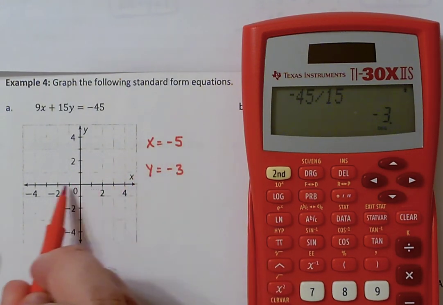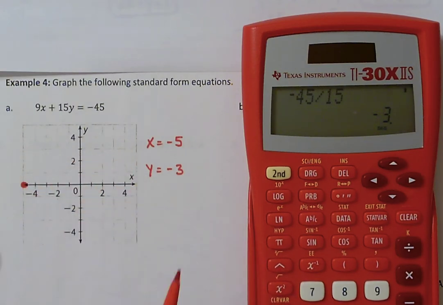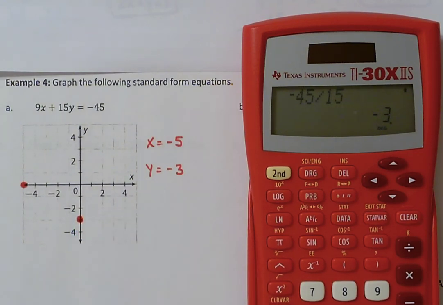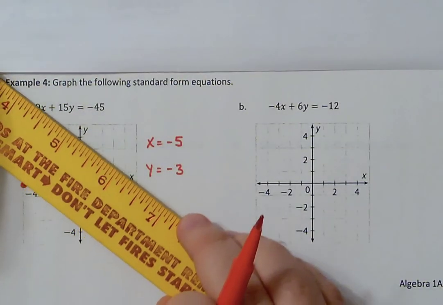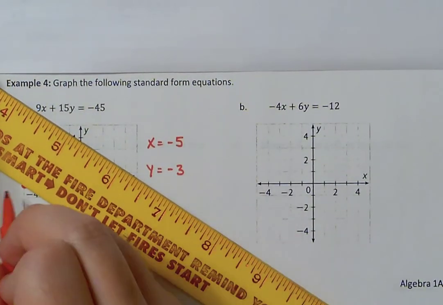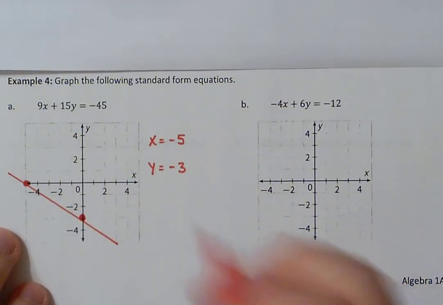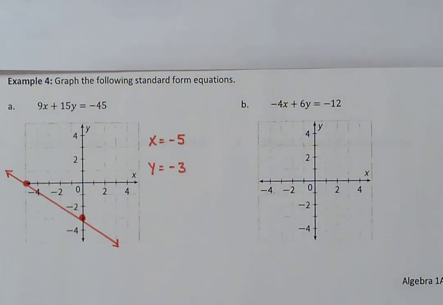X-intercept means we plot that point on the x-axis, so we go back to negative 5. Y-intercept is at negative 3, so we go down 3, and I have my 2 points. So then from here, I just connect the dots, and I'm good to go. Just like that. And that is how we go through and graph these equations that are in standard form.